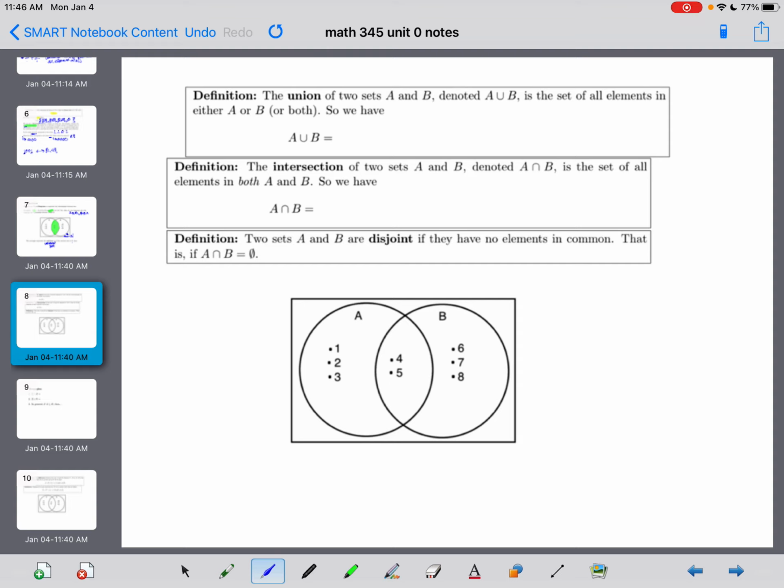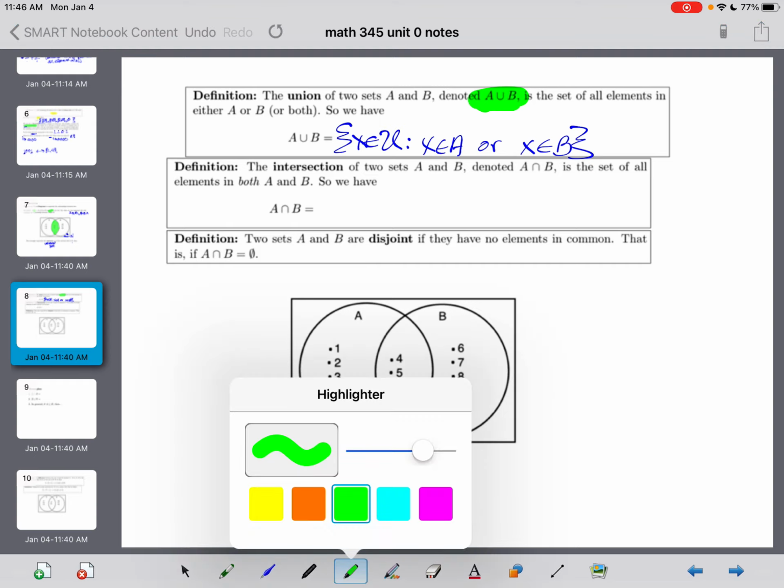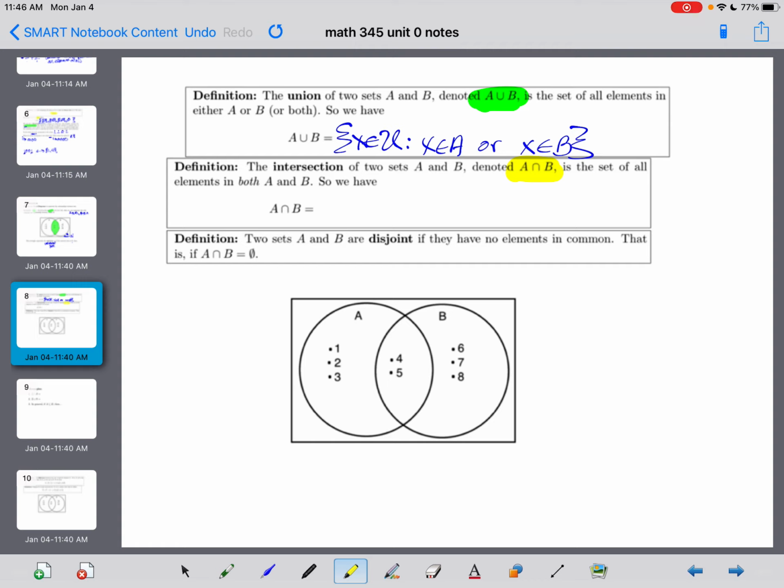We see that the union of two sets A and B, which we denote A ∪ B, is the set of all elements that are in either A or B. So in set builder notation, we would say A union B is the set of all x in our universal set U, the universe here, such that x is an element of A or x is an element of B. On the other hand, the intersection of two sets A and B, which we denote A ∩ B, is the set of all elements that appear in both sets A and B. So this is the set of all x in our universe such that x is an element of both A and an element of B.